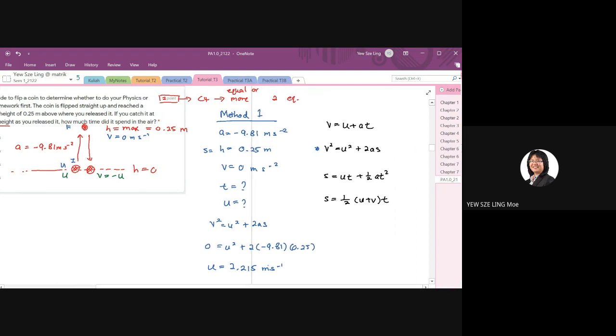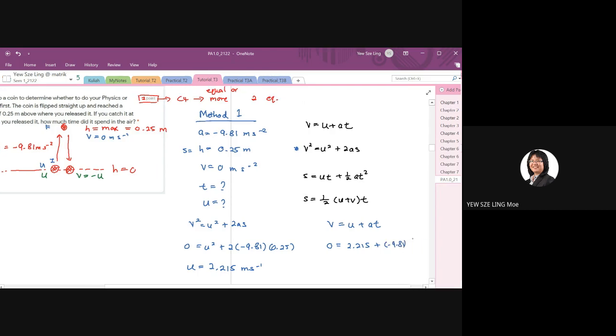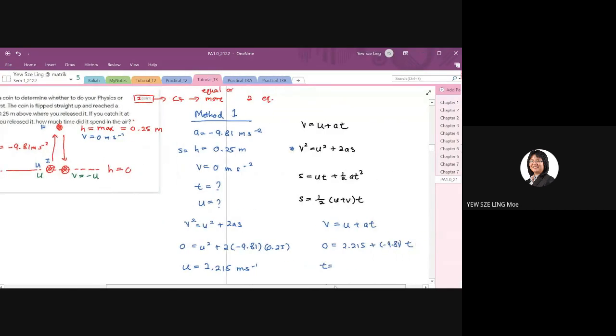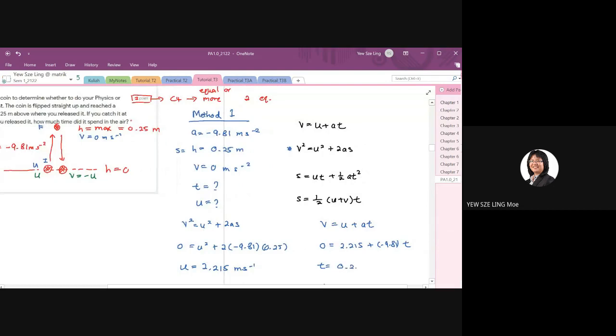Now that you have u, and you have a, s, and v, basically you can use any one of the equations to calculate the time. Let's say I use the first equation. v equals u plus at. So v is 0, u is 2.215, plus a is negative 9.81 times t. Rearranging the equation, you will then obtain t equals 0.225 second.